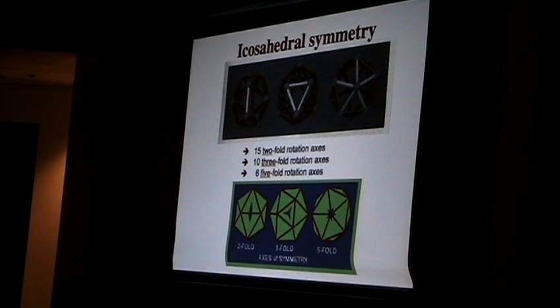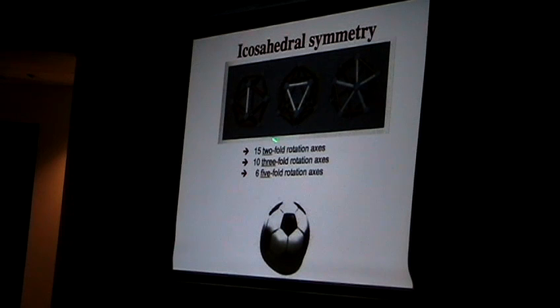But in addition to the icosahedron, there are many other structures with icosahedral symmetry, like a soccer ball. If you look at these elements that I showed you here, you see that the soccer ball has 15 two-fold rotation axes going through the middle of each edge, 10 three-fold rotation axes going through the middle of each hexagon, and 6 going through the middle of each pentagon.